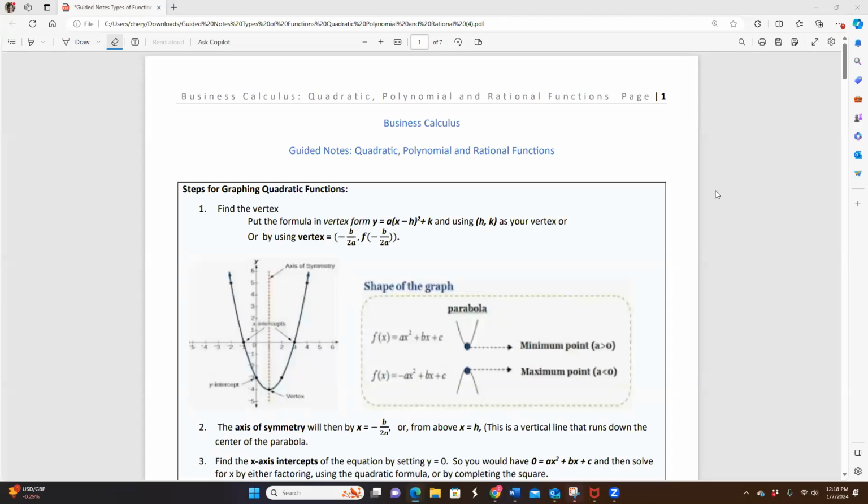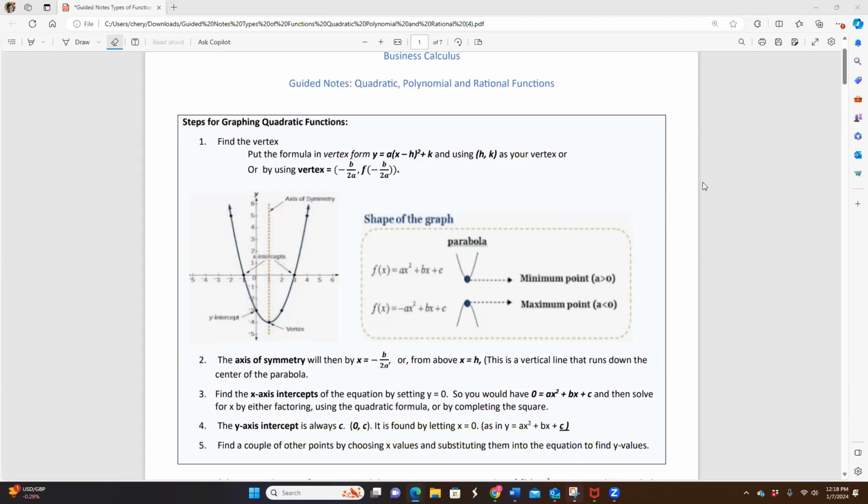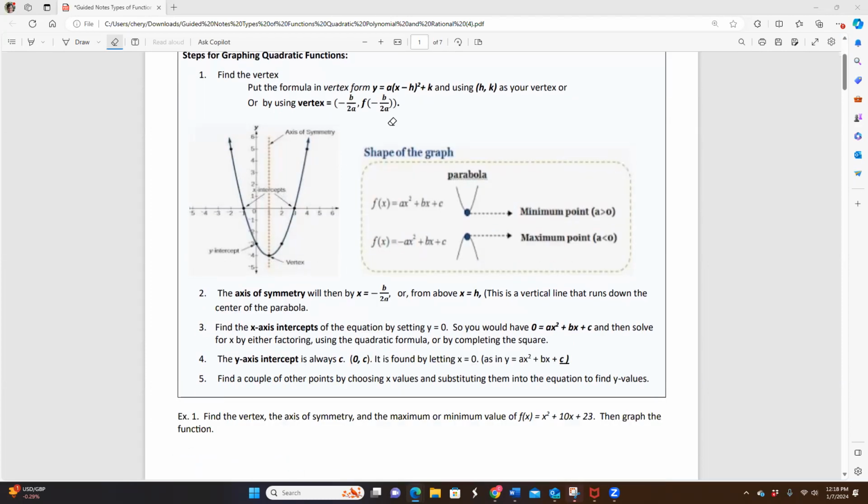In this video, we are going to look at section 1.5 from your book on quadratic functions. This first box here on our notes tells us how to graph a quadratic function. To find the vertex, first, we must have the equation set in the form where it's f of x equals 0 equals ax squared plus bx plus c.